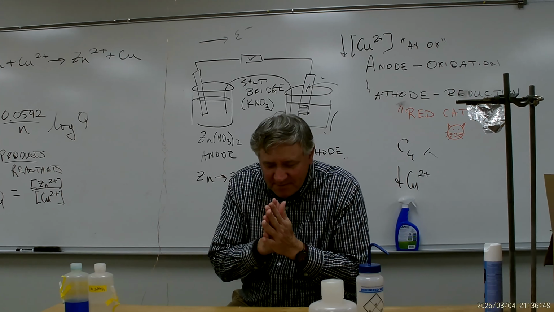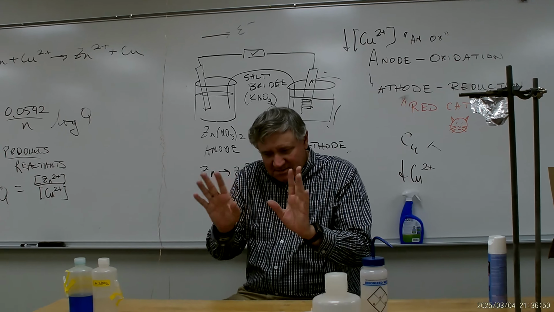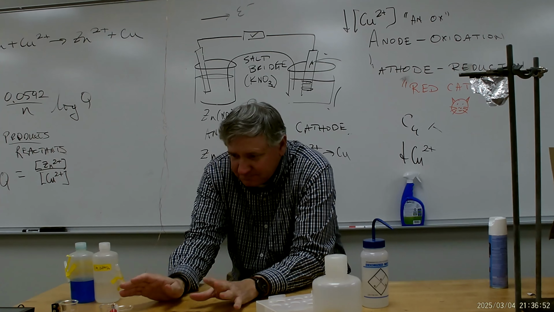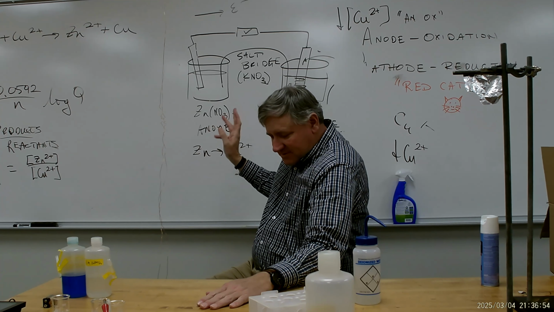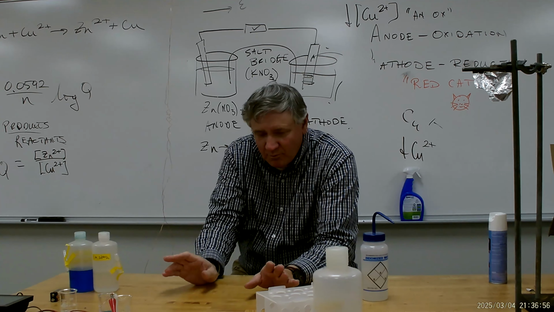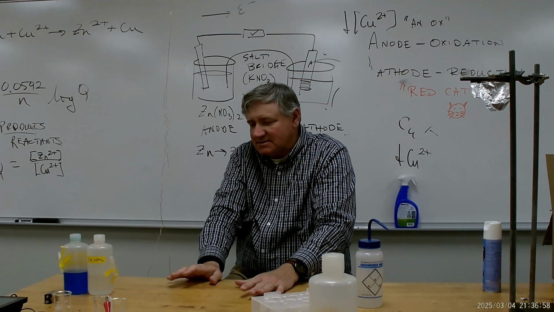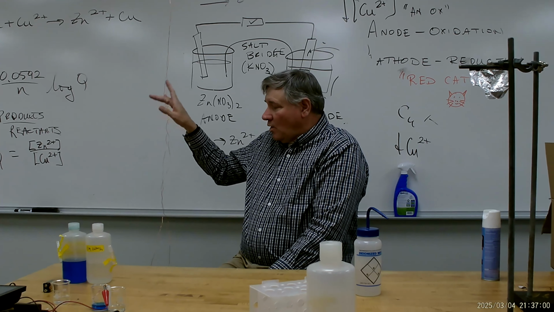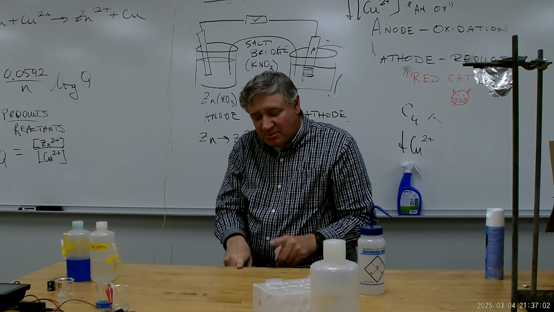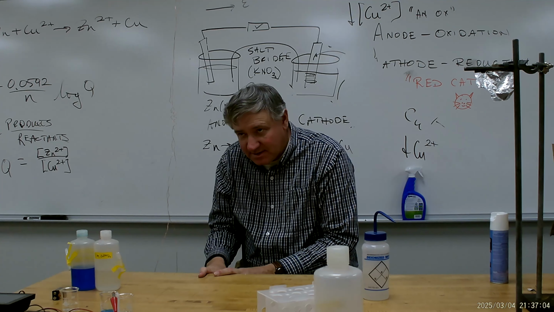So here's what we've got right now. This is the same cell that we had yesterday. We had copper and zinc. We figured out what was being reduced and what was being oxidized. Now, what we're going to get into is what's going to happen when you don't have standard conditions.